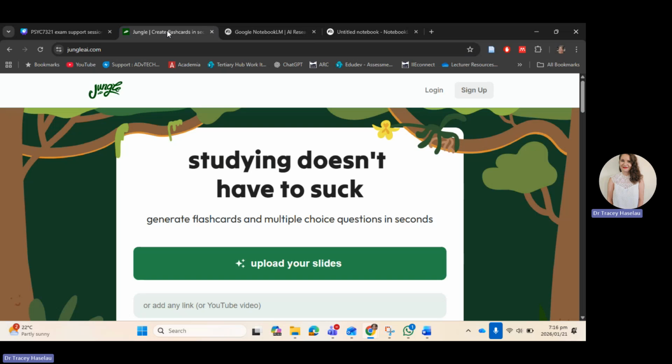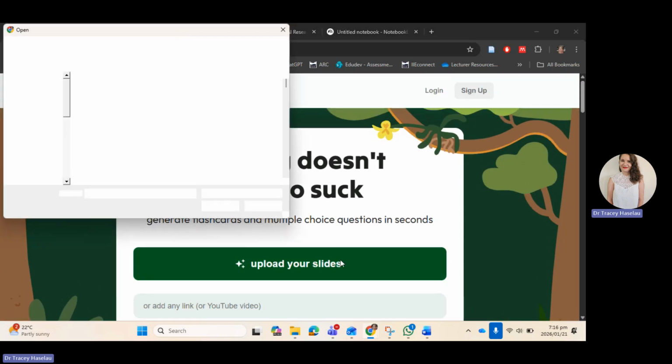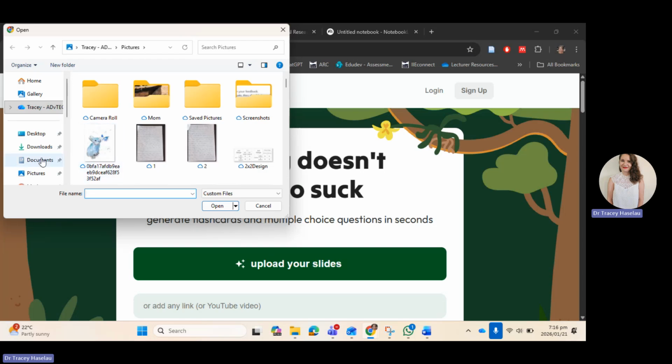Another app that I absolutely love is called Jungle AI. And why I love this is because in most modules, you'll be given lecture slides, which you can download. So what you do with Jungle AI is you upload your slides that your lecturer has given you. Okay, so let me just go and find some random slides.